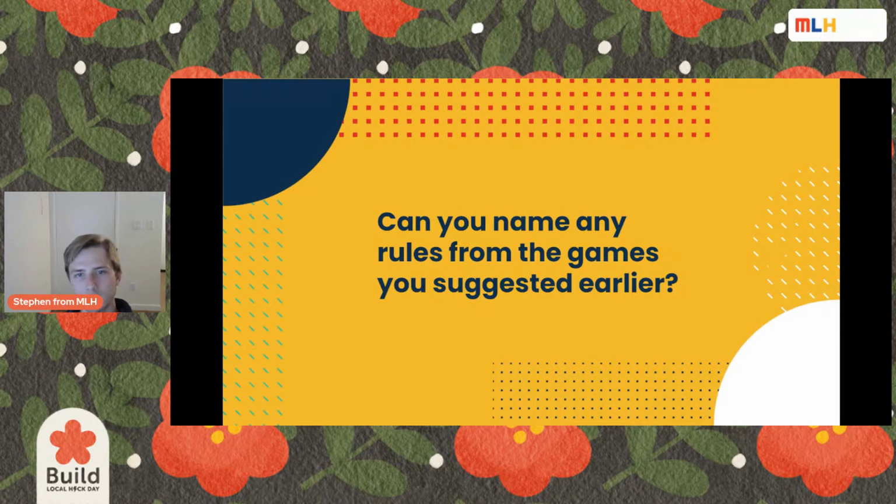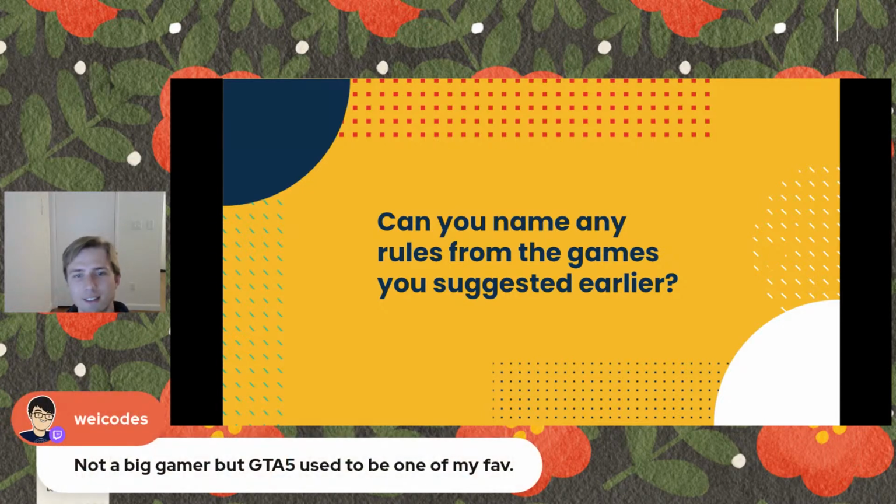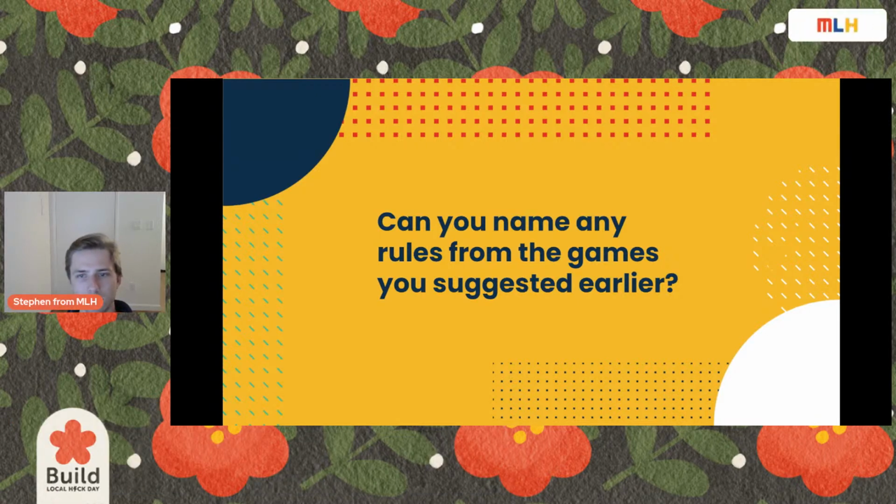Can you name any rules from the games you suggested earlier? I know Wei says GTA 5 might be a fun game. And definitely in GTA 5, there are certain physics that you can't violate. Like you can't just fly away. That's definitely one of the rules in GTA 5. And money can also be something in GTA 5. So that would be another rule. You need to have enough money to do something.